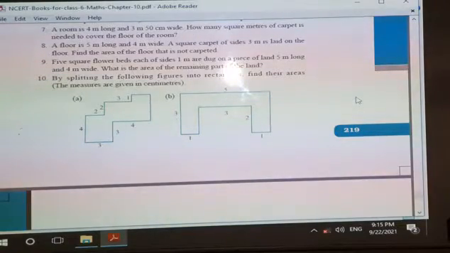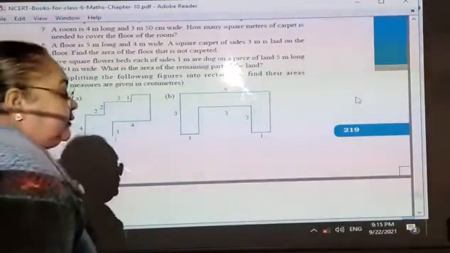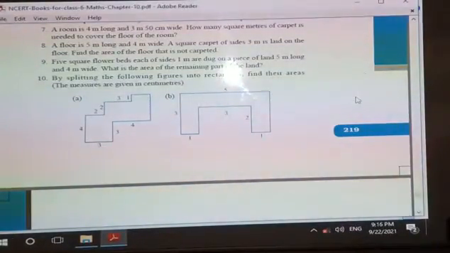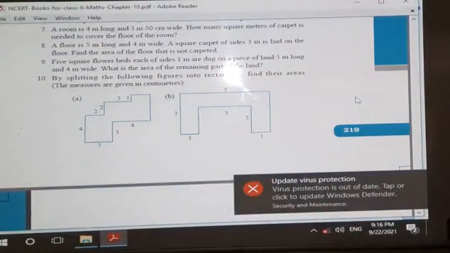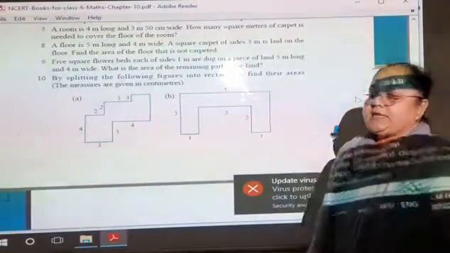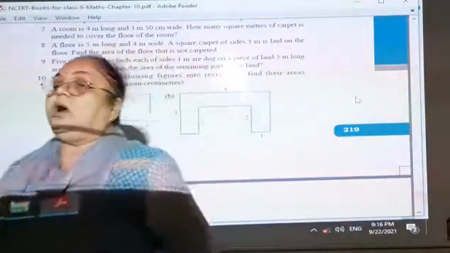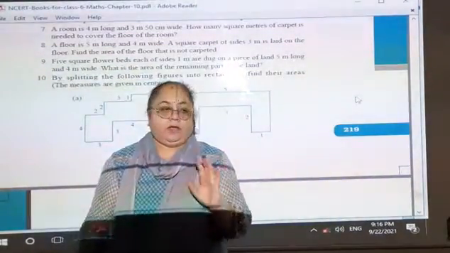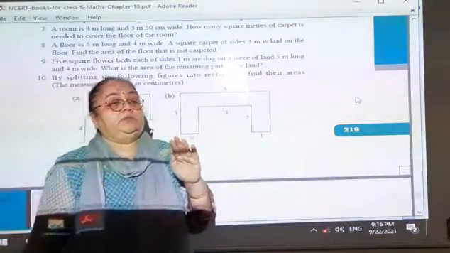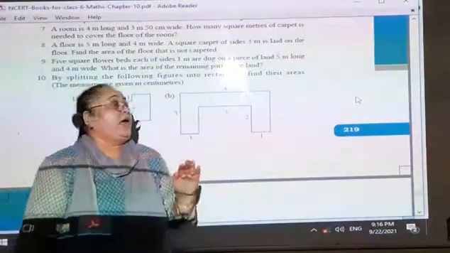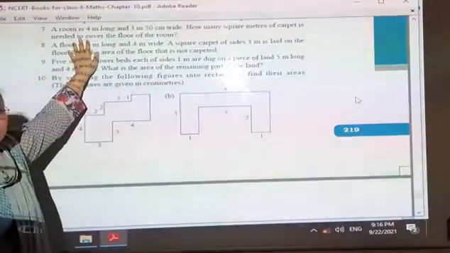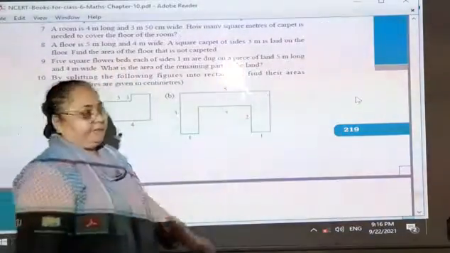So we are going to learn today the last two questions of exercise 10.3. Currently we are learning chapter number 10, and the name of the chapter is mensuration. In this chapter we had learned about the perimeter of regular and irregular figures, then the area of regular and irregular figures. According to the formula of area, we had learned yesterday the solution of questions number 5 to 10 of exercise 10.3.